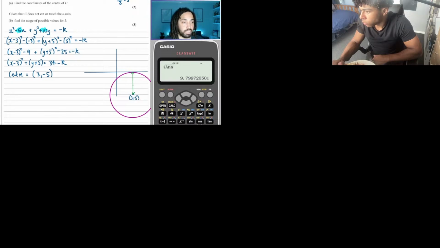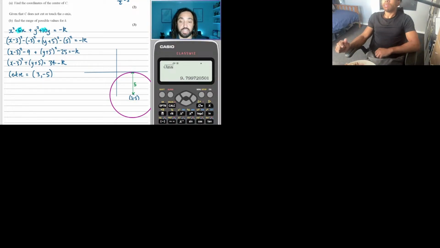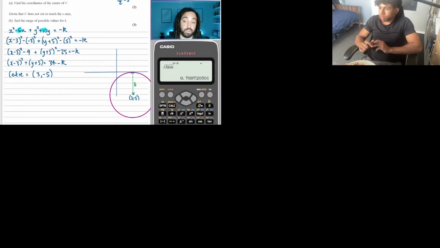Well, what would this radius be? It'd be 5, because it goes from minus 5 in the y up to the x-axis, where y is 0. So that would have a radius of 5. Now we know that we're not allowed to have that bigger radius, because it's not allowed to touch the x-axis. So the radius has to be less than 5. But also the radius has to be non-zero, because a circle has to have a radius, doesn't it? So the radius, we know, is the square root of this side of the equation when it's written in completed square form.